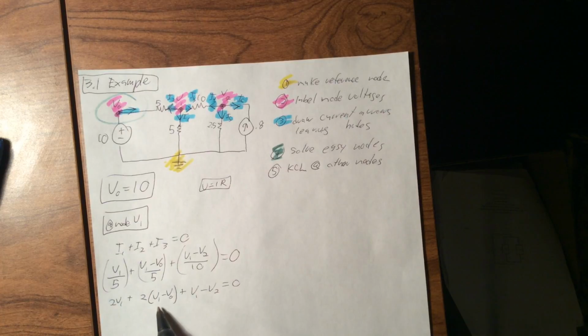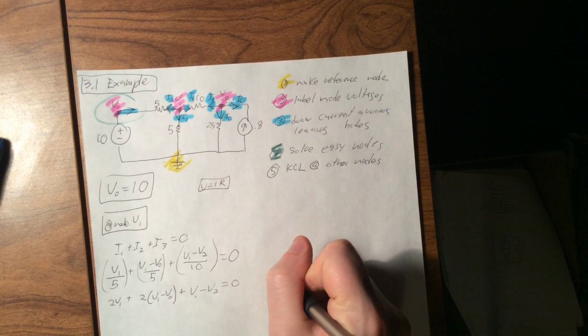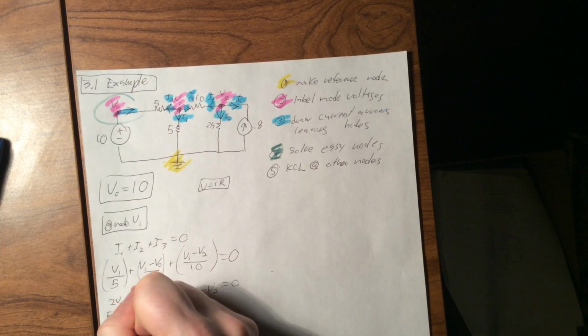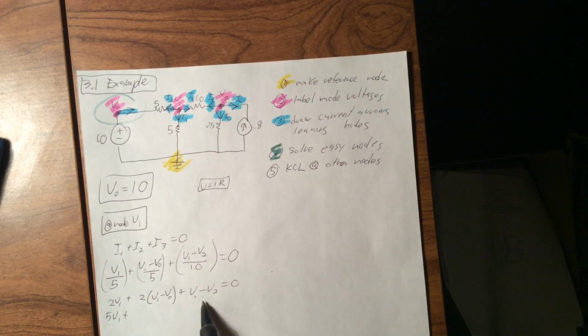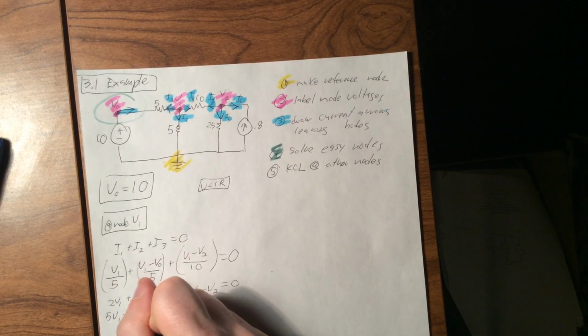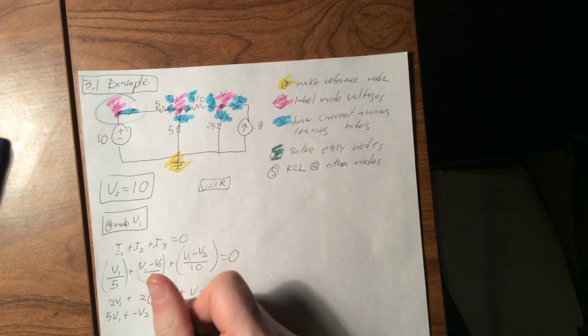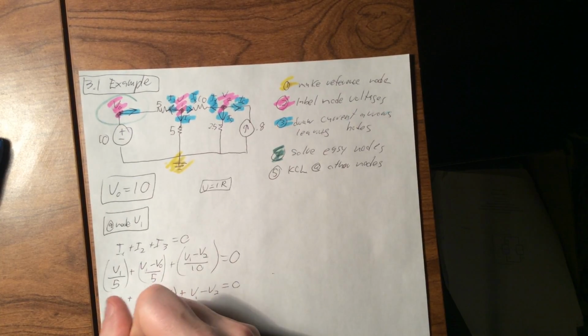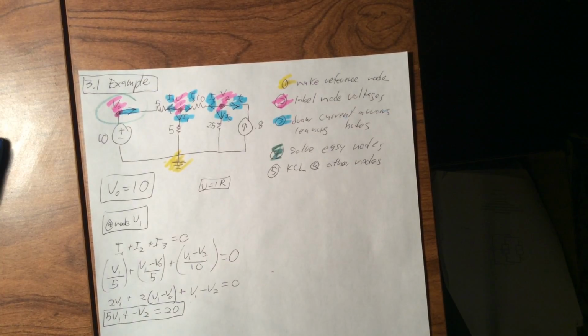What's that going to simplify to? We've got 2V1, 4V1, 5V1. Let's just write it down here. 5V1 plus, what do we got? We got negative V2 equals, we got 2 times V0, which is 2 times 10 equals 20. That's going to be our equation for the first one. Okay, that's easy. Now what are we going to do?